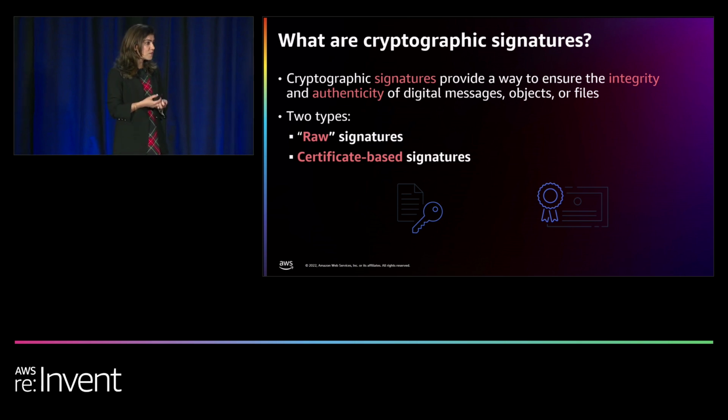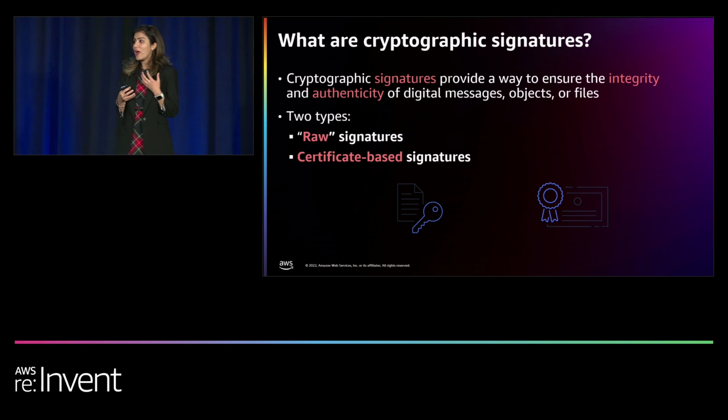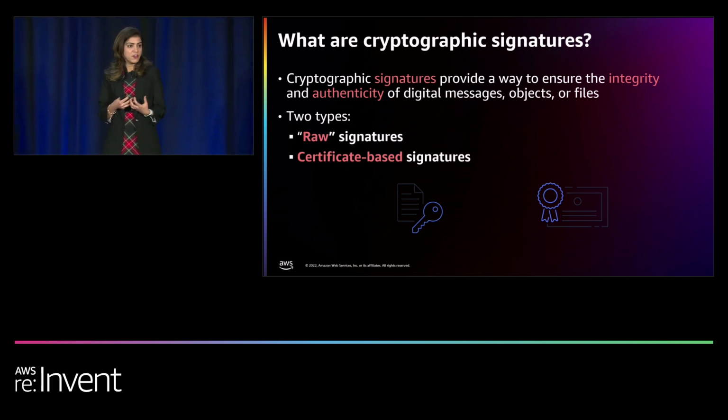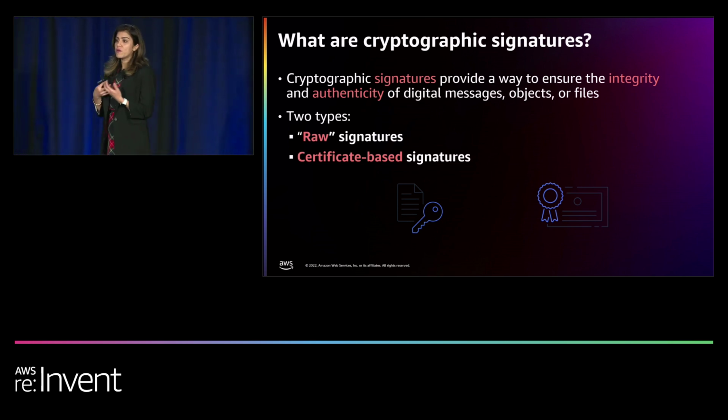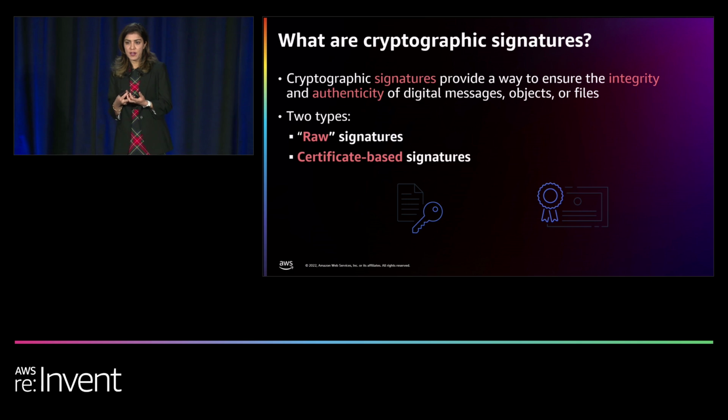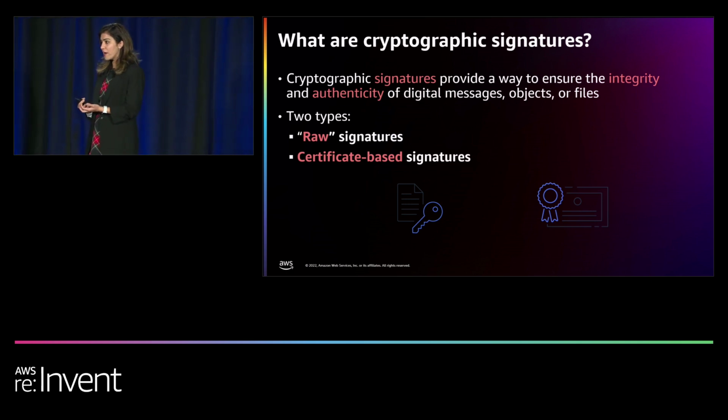First is raw signatures. That's what we looked at in the previous part of the presentation, where there is no identity embedded in the signature itself. And the second type of signatures are certificate-based signatures, where you need to tie the identity to a public key so that when you use that certificate, you can know who the identity of this certificate attached to this particular file is.